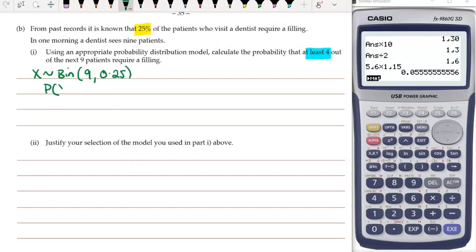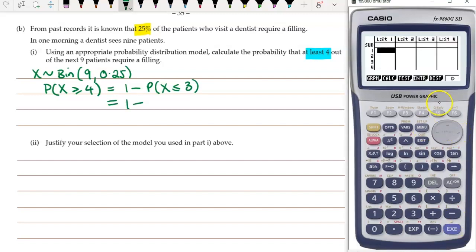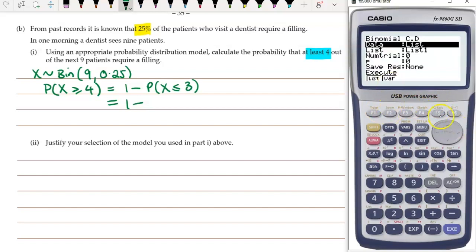So the probability that x is greater than or equal to 4 is at least 4. Now on our calculator we can do up to and including, so let's just reverse that around. It'll be 1 minus the probability that x is less than or equal to 3. So now binomial on our stats menu, cumulative, we need to make sure that that data is reading variables and not from a list.